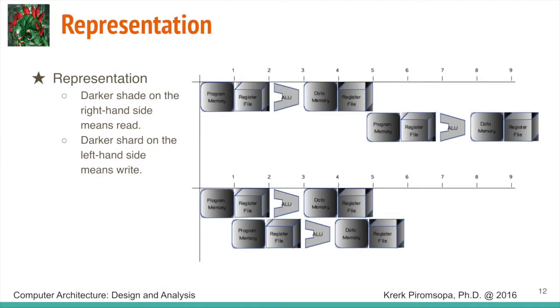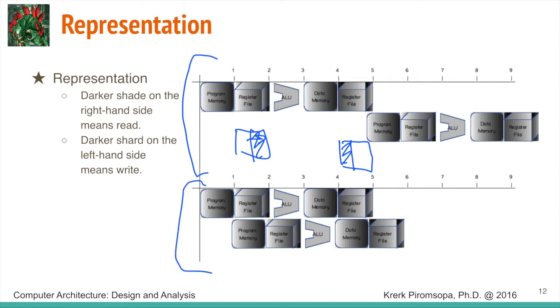When you want to draw a pipeline, there is some kind of notation. When you want to say read, we would have a darker shade on the right hand side. And when you want to say write, you will have a darker shade on the left hand side. On the top, this is the standard multiple cycle processor, and this is the pipeline processor.